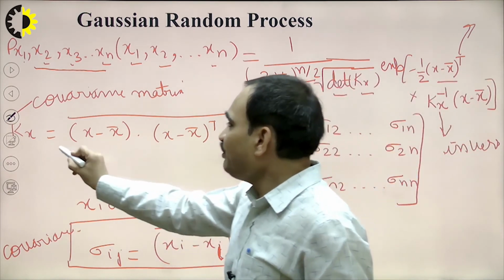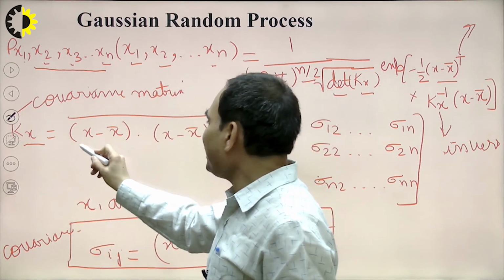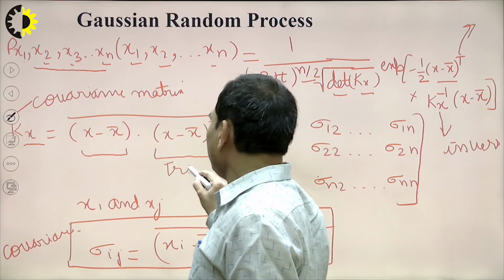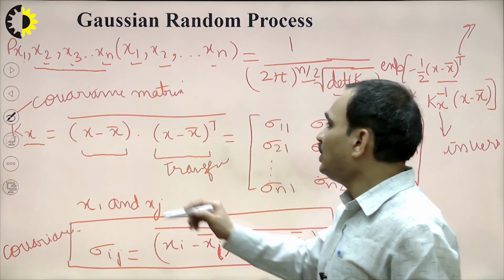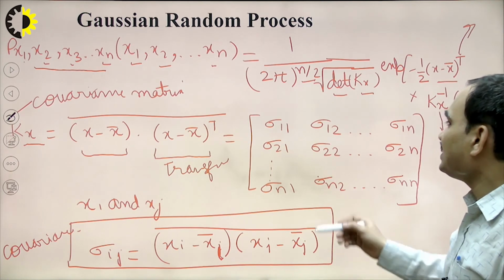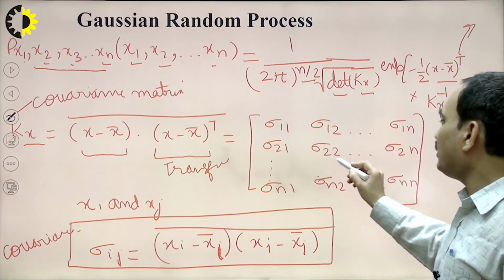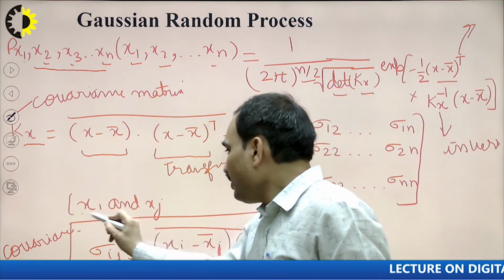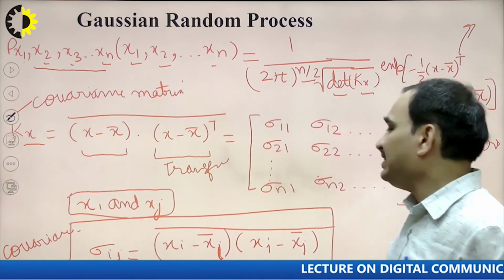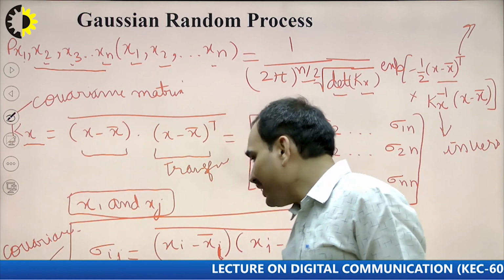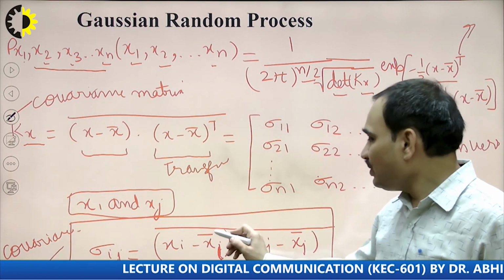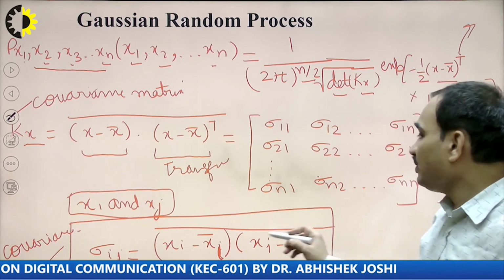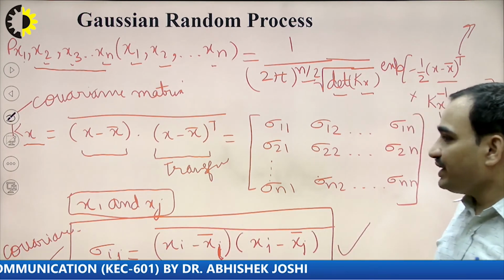We can define the covariance matrix Kx as the expectation of (x minus x bar) multiplied by (x minus x bar) transpose. We have to take the transpose, meaning rows will be converted to columns. So the covariance matrix is sigma 11, sigma 12 up to sigma 1n, sigma 21, sigma 22 up to sigma 2n, sigma n1, sigma n2 up to sigma nn, defined by the random processes xi and xj. The covariance sigma ij is equal to (xi minus xi bar) multiplied by (xj minus xj bar).